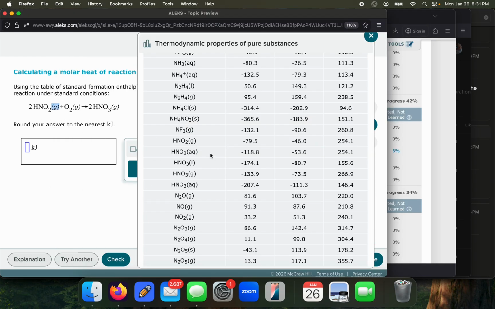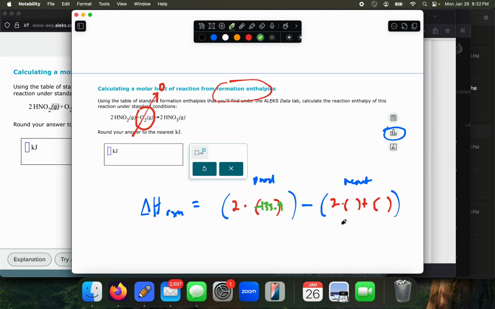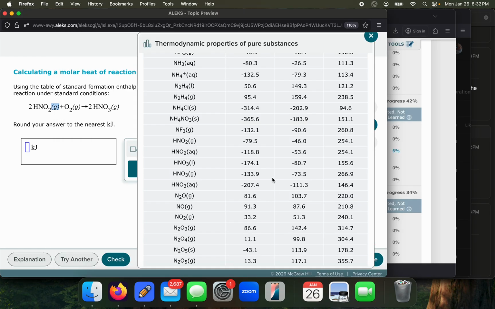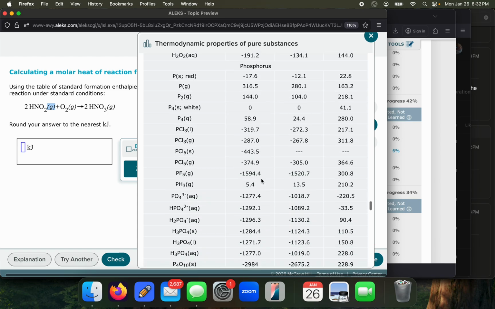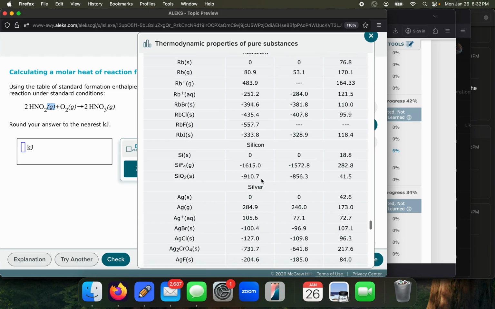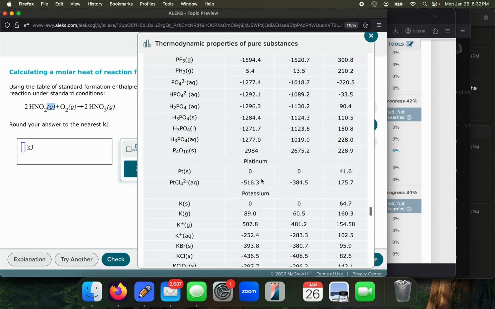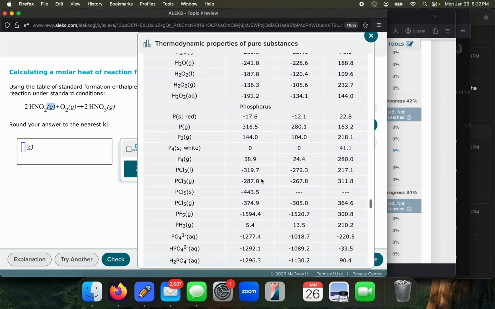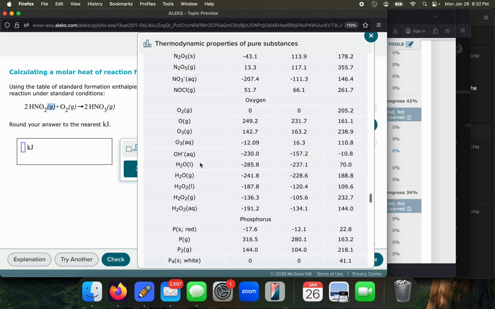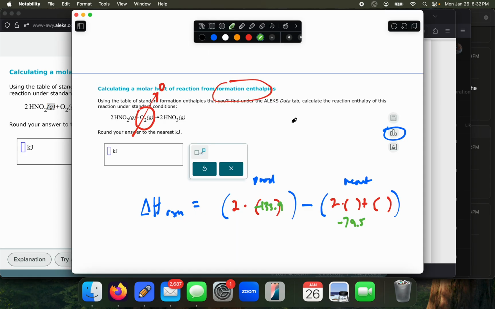You see that here? Got to be careful. There's 2 of them here. Looks like it's about negative 80. Minus 79.5. Okay, and suppose you forgot that the standard heat of formation of oxygen, element O, was 0. Look under O, there it is, oxygen gas, and it's 0. So you don't have to remember that that's 0.